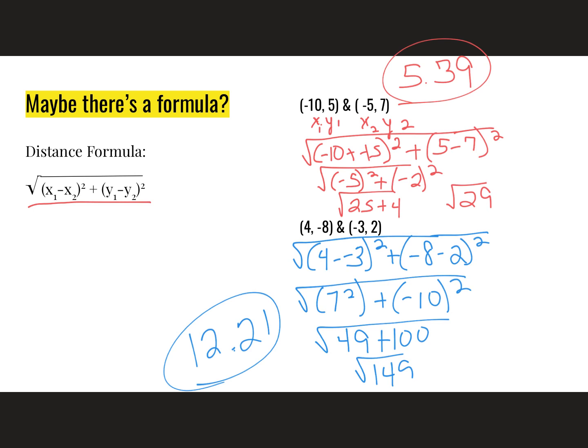So that's another option if you want to. All you do is x minus x squared plus y minus y squared, and then take the square root of the answer. Okay, so either way you can do it. Go ahead, and I want you to try some problems on your own, and I will see you in class.